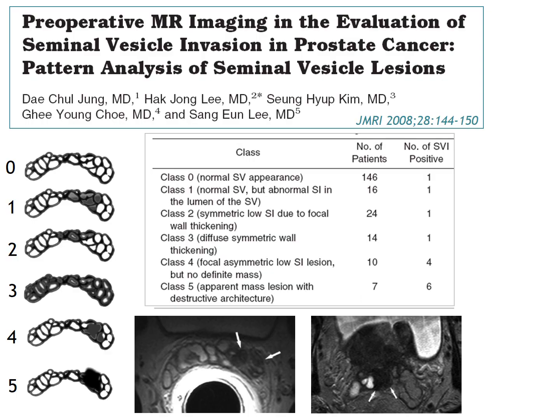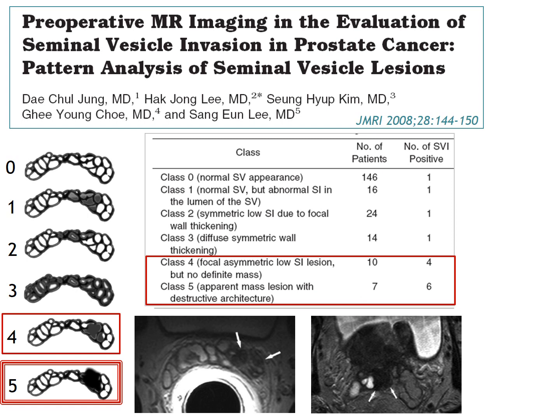In 2008, my group analyzed the pattern of seminal vesicle changes and risk of seminal vesicle invasion. These are the patterns: normal seminal vesicle but abnormal signal intensity in the lumen, symmetric low signal intensity due to focal wall thickening, diffuse symmetric wall thickening, focal asymmetric low signal intensity lesion without mass, and apparent mass with destructive lesion. Among these patterns, the chance of seminal vesicle invasion is high in pattern 4 and pattern 5.